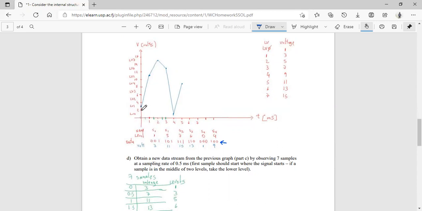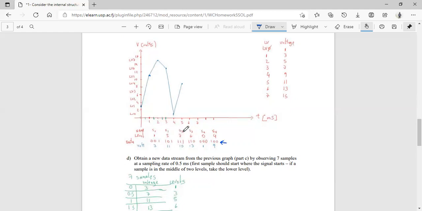In the middle of these two, 2 and 4, that is 3 volts, right? The next one is sample number 2, or at t is equal to 1 millisecond. The value is 5, so it will fall under level number 5. If you plot this in between level number 5, that is 11. So the next point will be at 1 millisecond, at 11 volts, right?